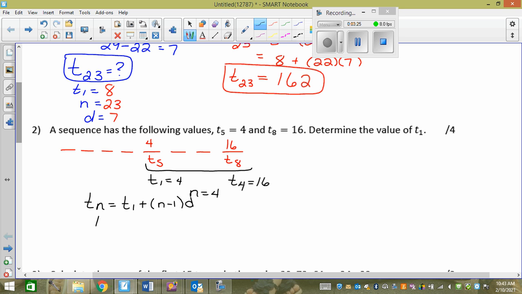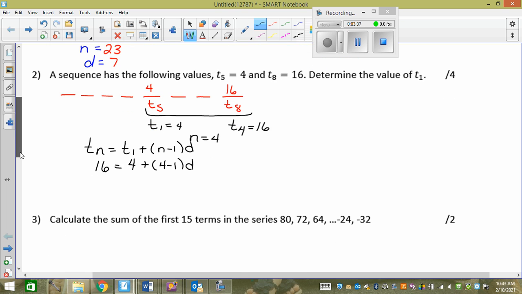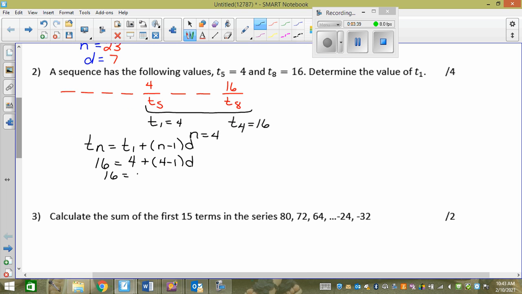Tn is 16. It's my last one. T1, my pretend T1, is 4. Plus, I don't take 8 because I'm only looking at 4 of them, right? (4 minus 1) d. So I get 16 equals 4 plus 3d. Subtract 4. 12 equals 3d. Divide by 3. And d equals 4.